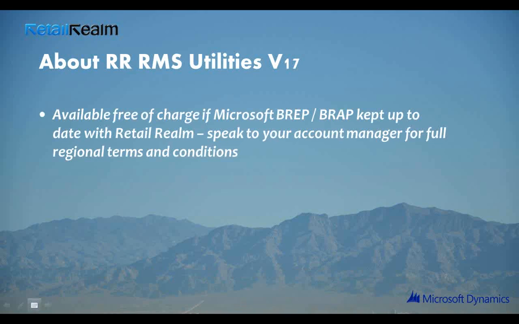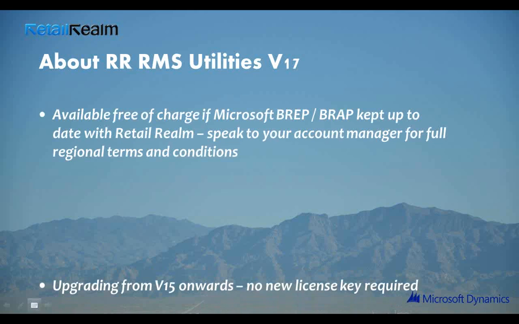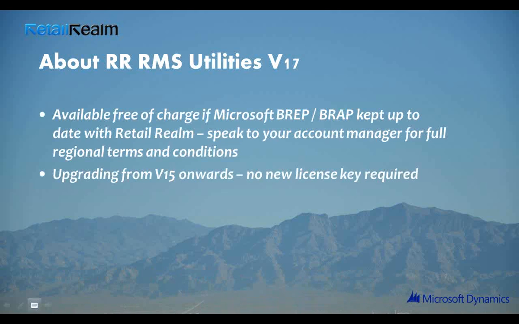So after this session, please do reach out to your partner account manager if you need to discuss any specific customers that are on BREP and BRAP or may have lapsed and you need to get them back on plan. If you're a current user of utilities and you're upgrading from version 15, there's no new license key, so you can simply uninstall and reinstall the 17, and the key will be the same. So again, making planning and deployment a bit easier.